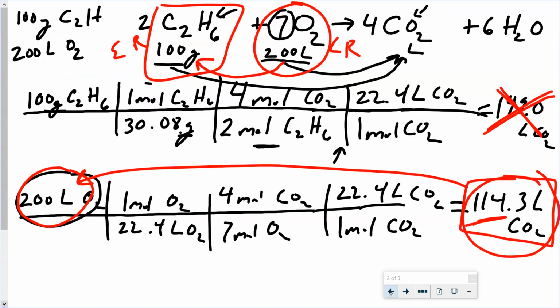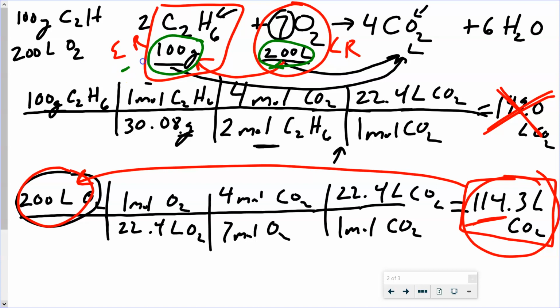Now, why would I want to use grams? The reason I want to use grams is because we're given grams here. That means I need to figure out from my 200 liters of oxygen gas how many grams of C2H6 I am going to use. And then we're going to end up subtracting those numbers, what we started with from what we would use, and that'll give us what's left over. And so that's why we're going to go to grams.